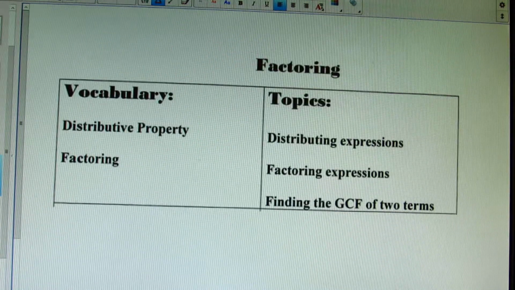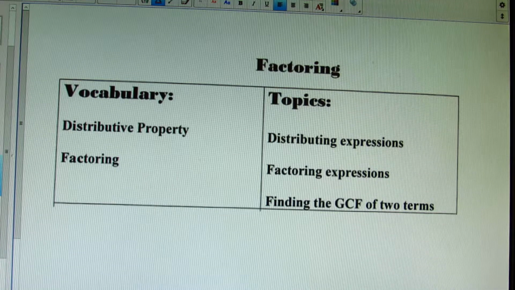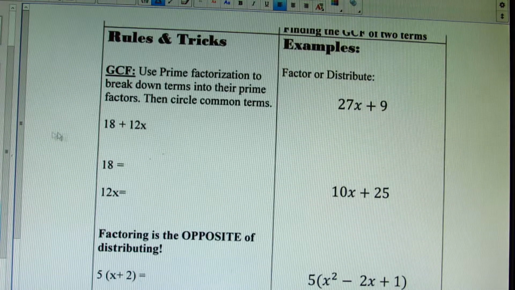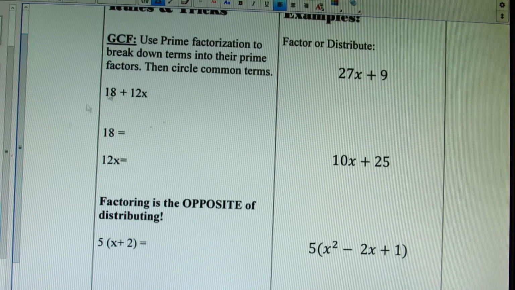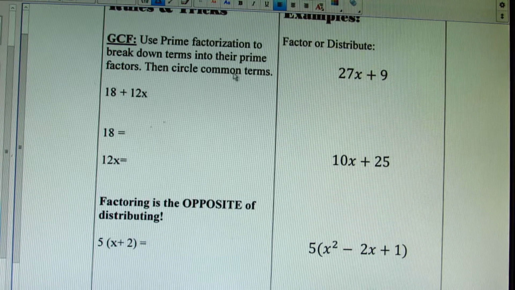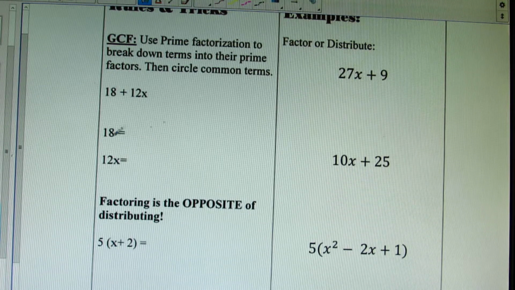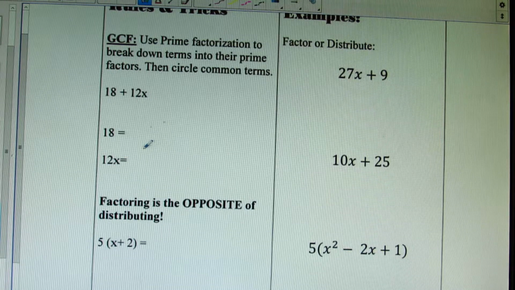Okay? Moving on to factoring. In order to do factoring, you have to know the distributive property and factoring, know how to factor expressions, and find the GCF. We had already done one example, but here's a couple more if you need more practice. You can use prime factorization to break down terms into their prime factors and then circle their common terms. Instead of prime factors, I usually just break them down into their typical factors.